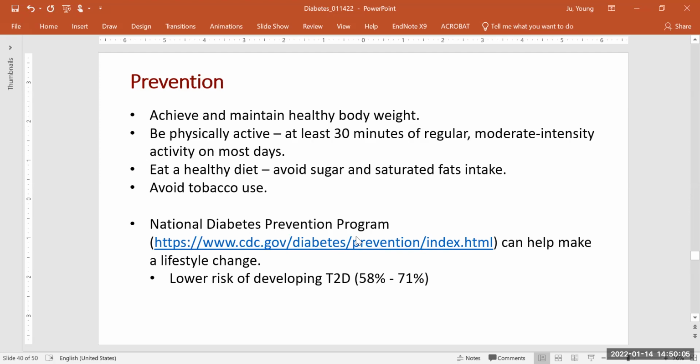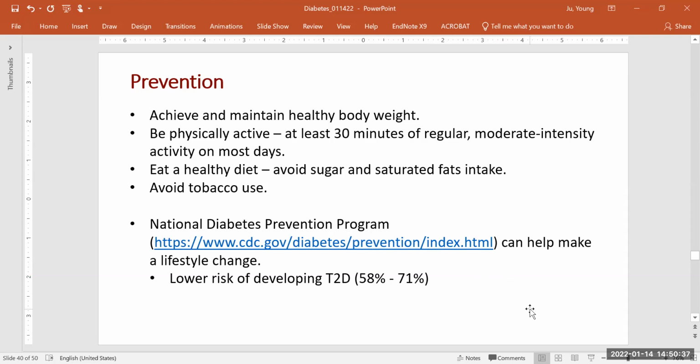So this link is the CDC-led National Diabetes Prevention Program site. This program can help make a lifestyle change and stick to those changes. Through the program, people can lower risk of developing type 2 diabetes by as much as 58%, and 71% among people over age 60.